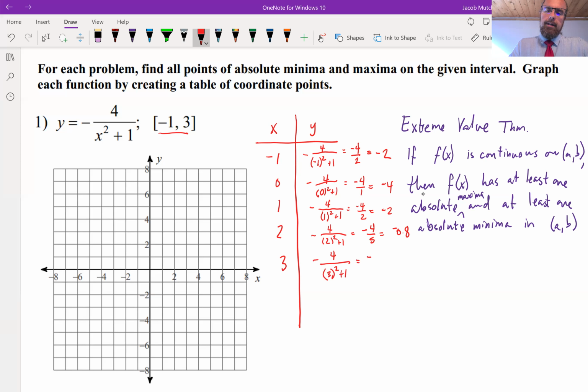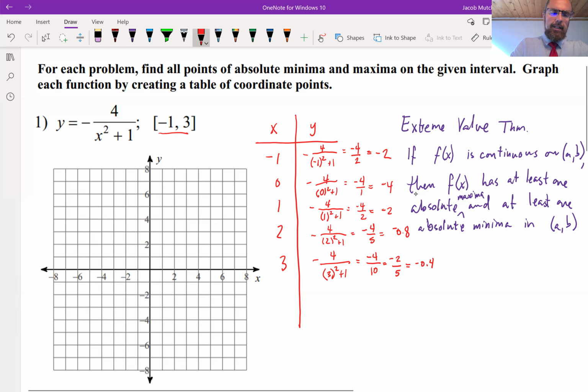And lastly, at 3 here, -4 over 3 squared plus 1. That's going to give me -4 over 3 squared is 9, 9 plus 1 is going to give me 10. That's going to reduce down to -2 over 5, which is -0.4. So that gives me enough to graph this function on that window.